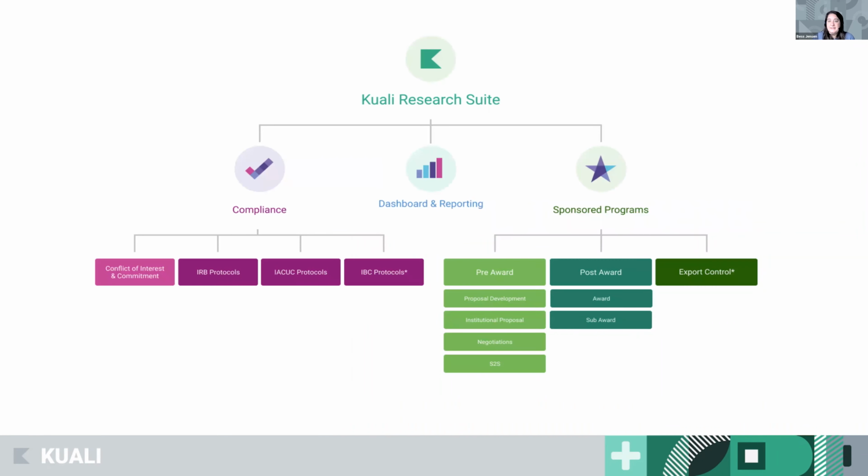So just for some background here, this is a graphic of the Koali Research Suite. We can see over here in this section are the compliance modules. We're not going to be getting into them today, but certainly lots of sessions on them throughout Koali Days. That's where we're looking at conflict of interest and commitment, and then the protocol options of IRB, IACUC, and now IBC. And then dashboard and reporting, which we show in the middle here, because that's available across the suite. That's the in-app reporting options that we provide within the suite. And I'll be showing that to you briefly today.